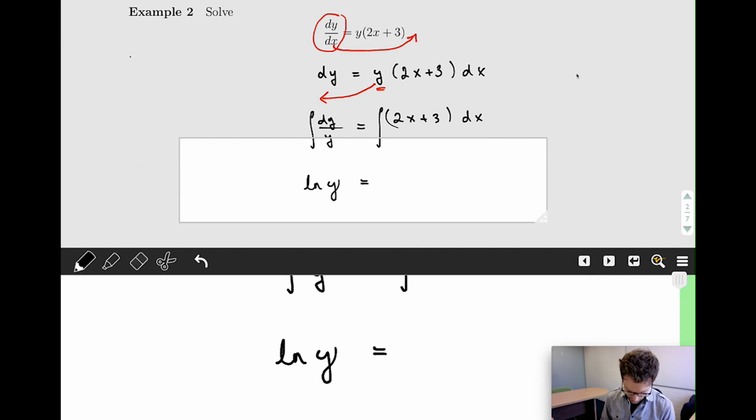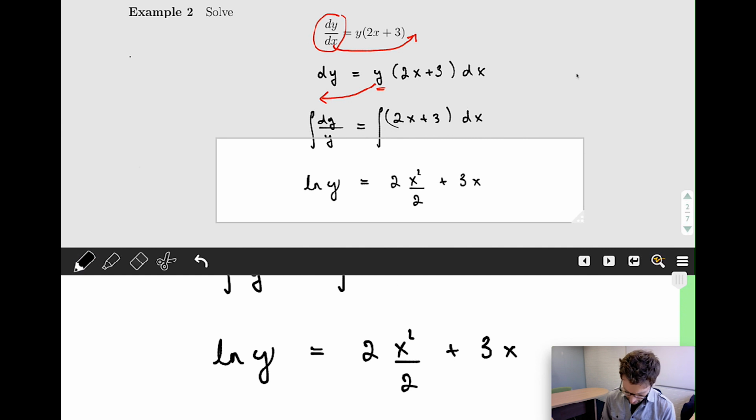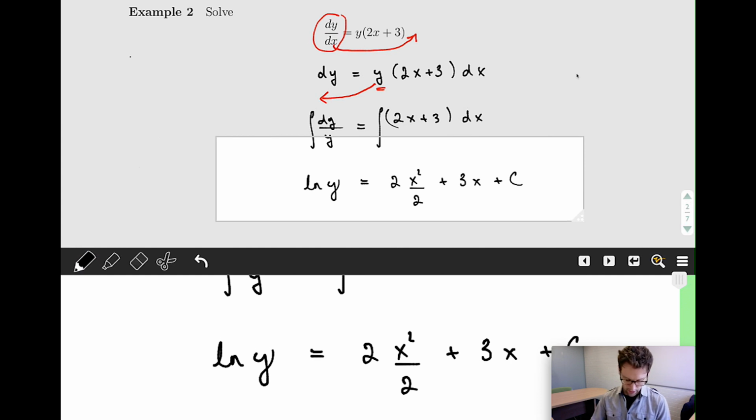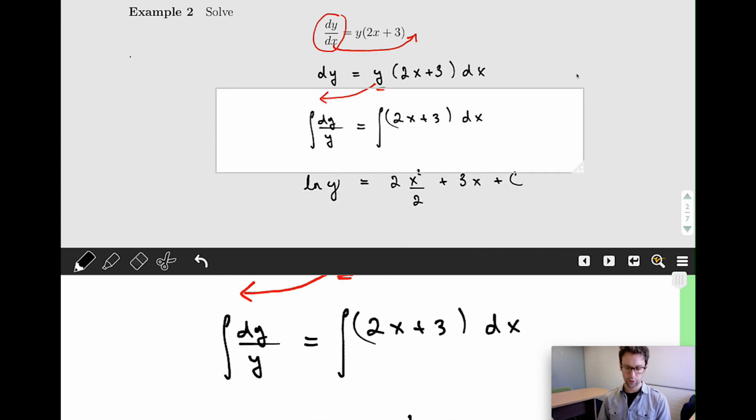The right-hand side is also straightforward to do. I'm going to have 2x squared over 2 plus 3x. And I need to include a constant of integration. Now you notice that I've only included one constant of integration because even though I had two integrals to do.